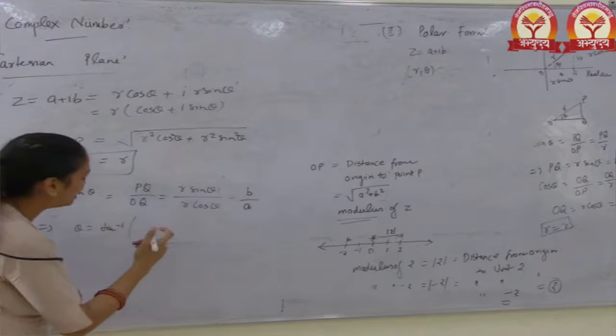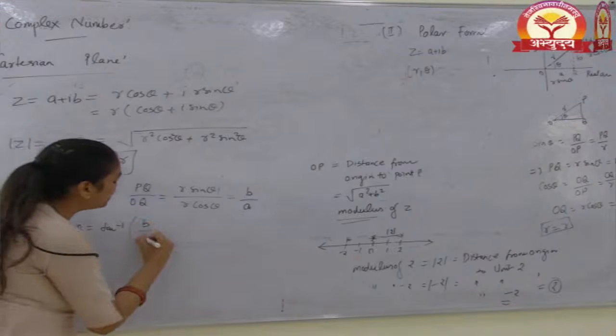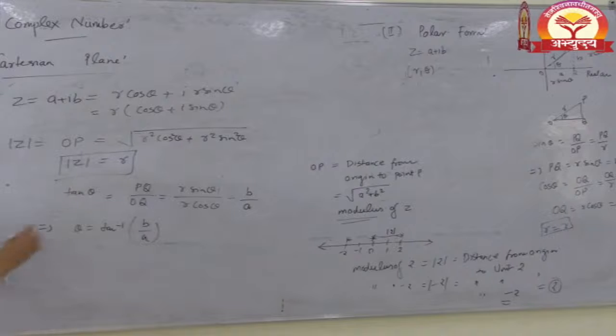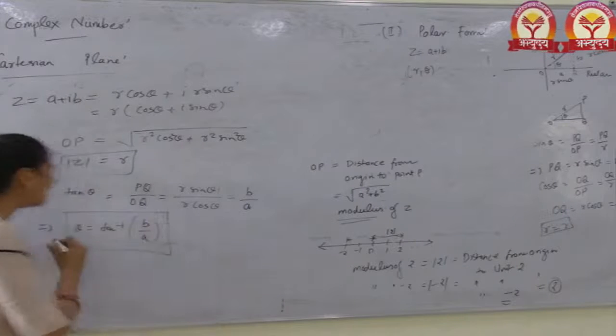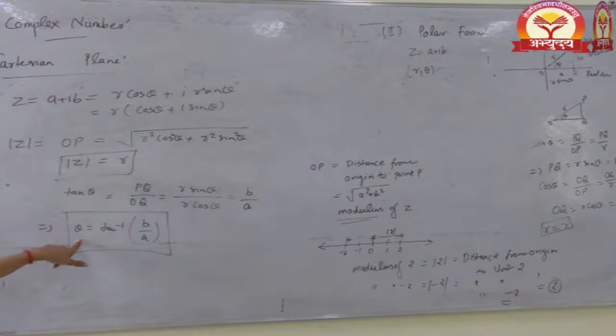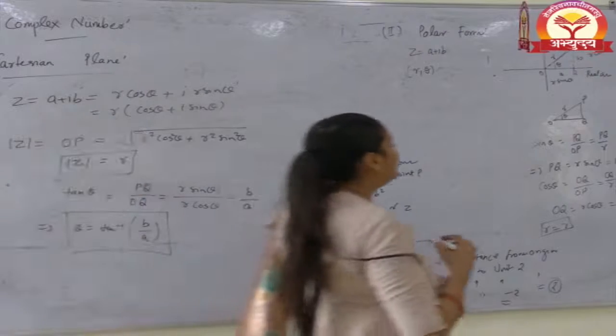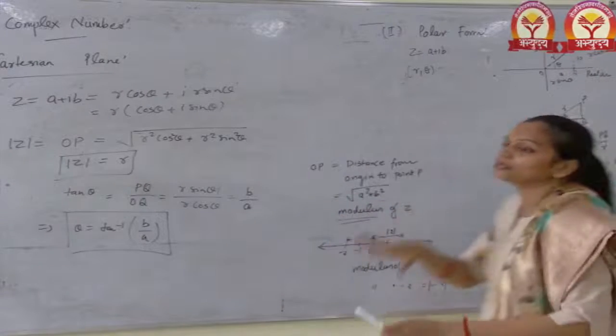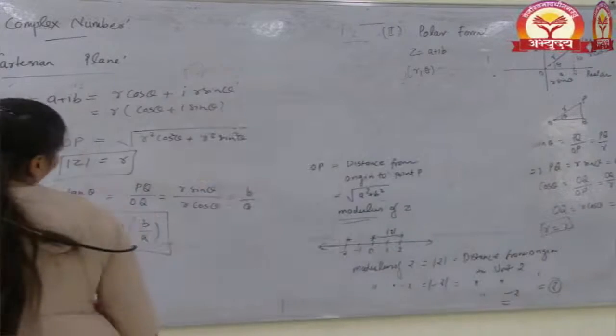Tan inverse is equal to B upon A. So that means the value of this theta you can find from here. Theta is equal to tan inverse of B upon A. Now this is the explanation behind this value found.